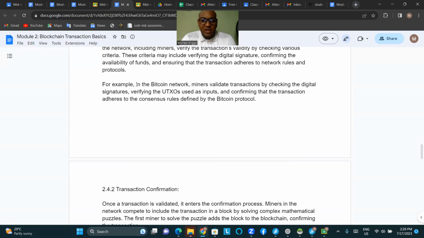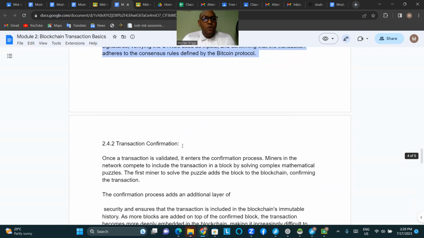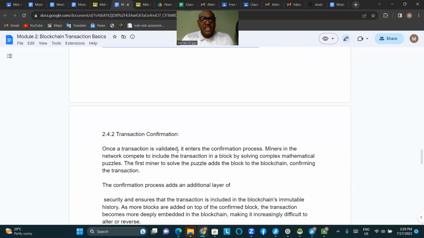Here's an example. For the Bitcoin network, miners validate transactions by checking the digital signatures, verifying the UTXOs used as inputs, and confirming that the transaction adheres to the consensus rules defined by the Bitcoin protocol. So that's how transactions are validated on the blockchain.